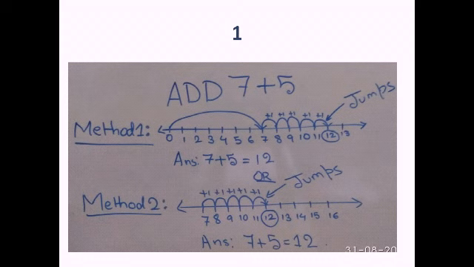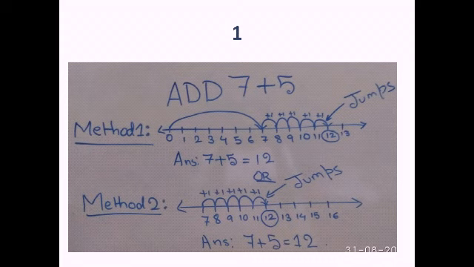Now, how will we add? Now look, you have to add 7. So how can you go to 7? From 0, we are going to 7, method number 1. Look at method number 1. From 0, we are jumping to 7. Now, after 7, how many jumps do you need? What is the number that you have to add? 5 you have to add. So that means after 7, you have to take 5 jumps.